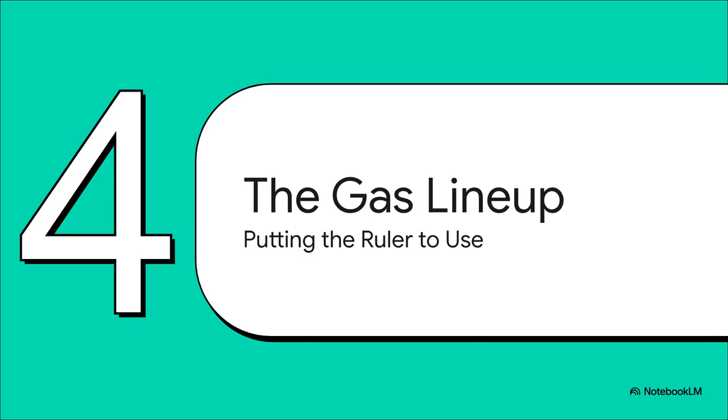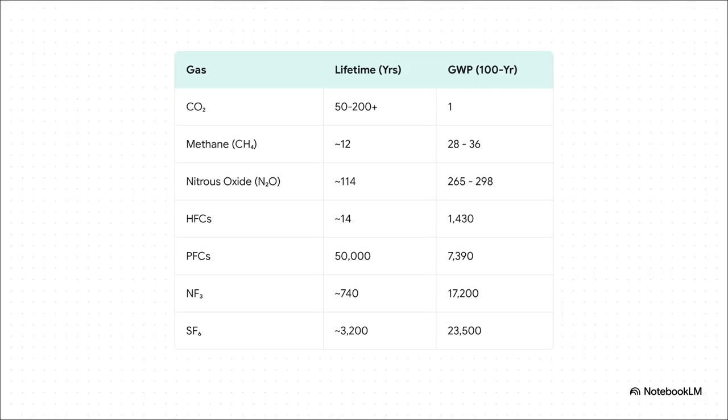All right, now that we know how the ruler works, let's actually use it to measure the big players. And this is where things get really, really interesting. This table lays it all out. You can see the lifetime of each gas in the middle and its 100-year GWP on the right. So check out methane, or CH4. It lasts about 12 years, and its GWP is around 28 to 36. Now, scroll down to the bottom. Look at sulfur hexafluoride. It lasts for 3,200 years, and its GWP is a mind-blowing 23,500.